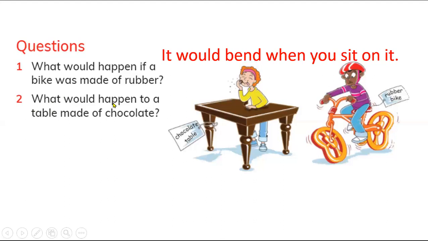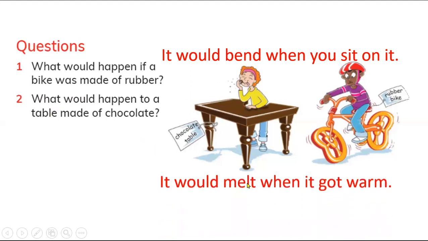Two. What would happen to a table? Can you see this table made of chocolate? It would melt when it got warm. When you put your arm on the table, it's getting warm. So it's going to melt. You will not have a table anymore. And it is soft. So here are the answers.